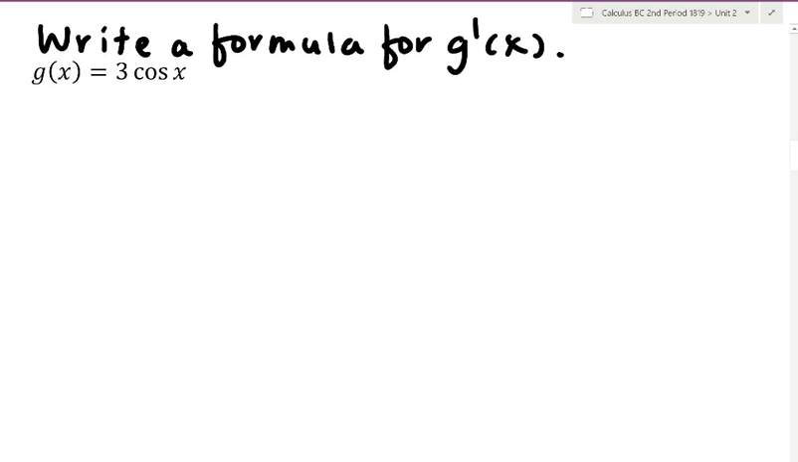Okay, this next one I actually don't need you to write down a tangent line for. I'm going to ask you to write a formula for g prime of x using the product rule, the first thing being 3 and the second thing being cosine of x.